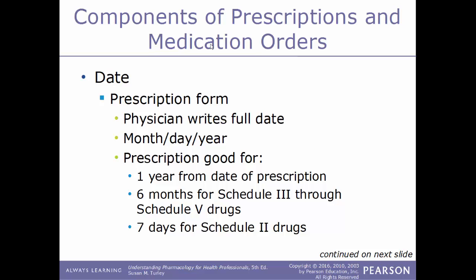When it comes to the date on a prescription form, the physician will write out the full date. Now, you can't just put August 1st. You can put August 1st, 2016, for example. Now, a prescription is good for various lengths of time, depending on what type of drug is being prescribed. A prescription is good for 1 year in general. It's good for 6 months if it's for a Schedule III through a Schedule V drug. And it's only good for 7 days for a Schedule II drug.